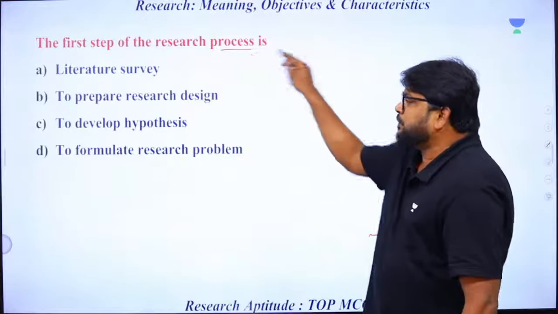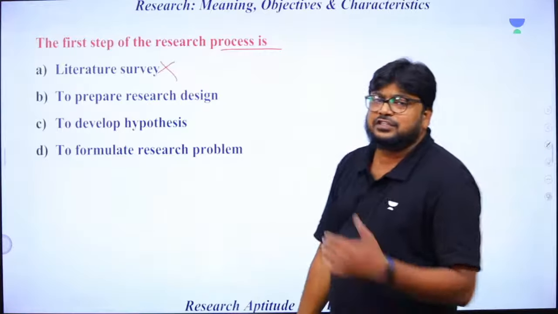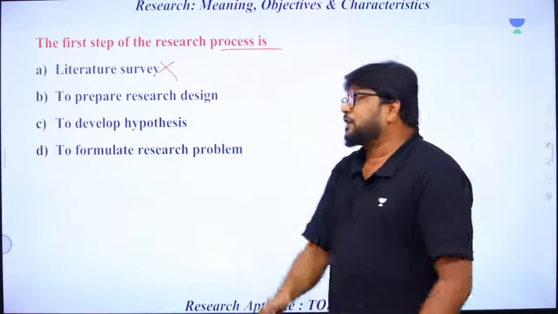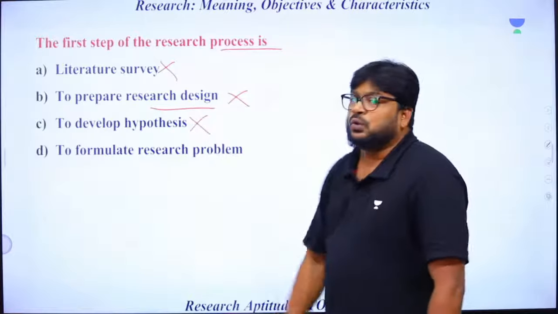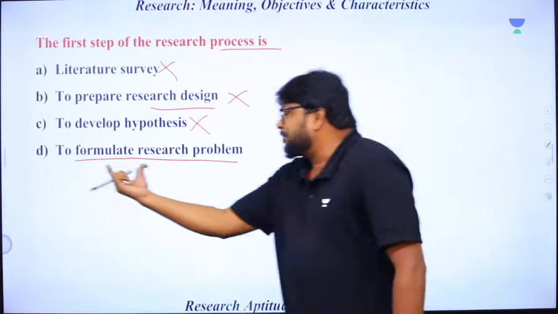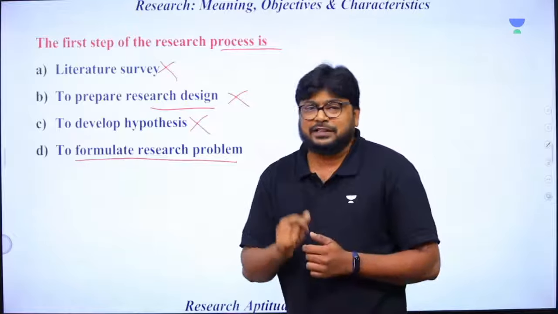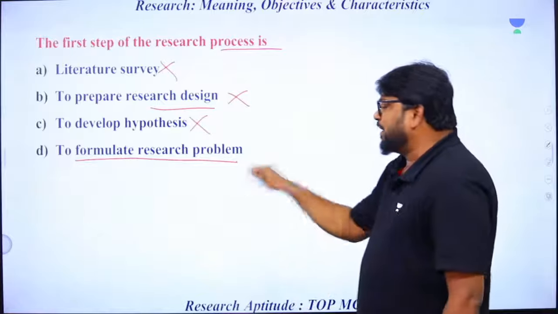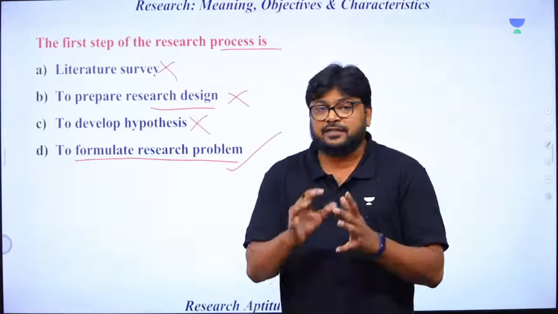The first step of research process. Again it's given survey of literature, that is review of literature. The same word has been given in the previous question, but with a slight modification in the content. To prepare research design, no. To develop hypothesis, no. First of all, we need to formulate a research problem. So here the word identify, to identify a research problem, has changed to formulate research problem. There you can understand how many times this question has been repeated in the previous examinations at the NET as well as SET level.